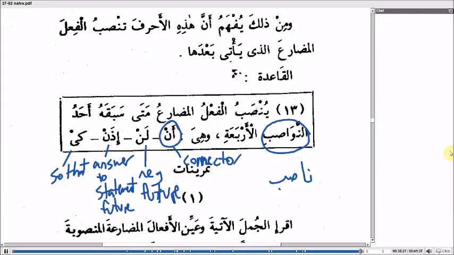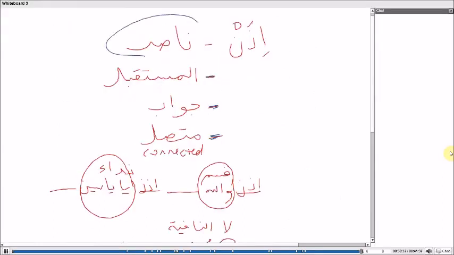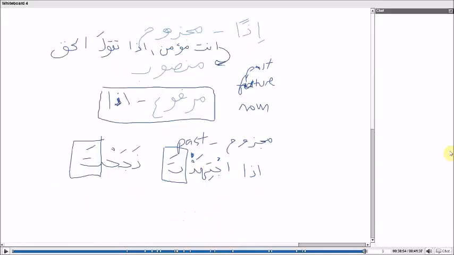And kay is "so that." Idhin, with the noon, is the nasab. It's for the future. It's an answer, and it's connected, except with these three exceptions in the connection there. If there's something else in between the idhin and the fi'l, other than the qasam, the nida, or the la of an-nafiya, then it's not going to make the verb mansoob, because there's too much in between. Then you have idhin with the alif.